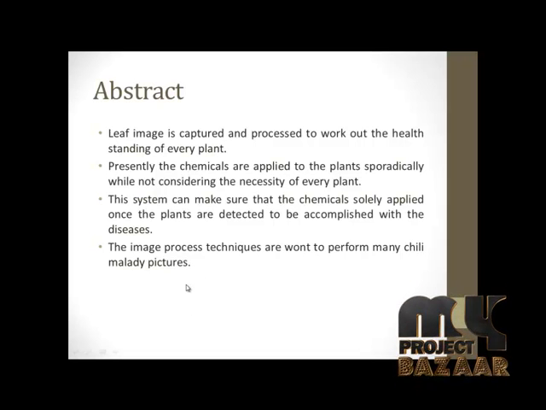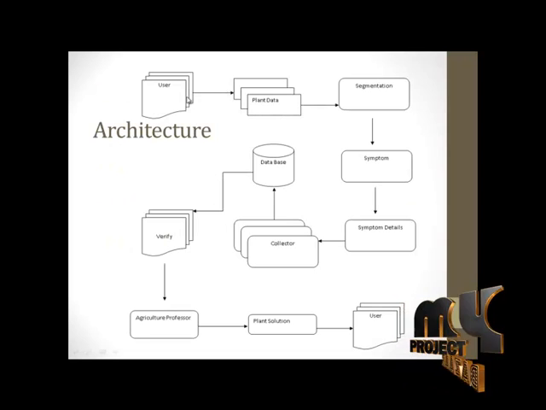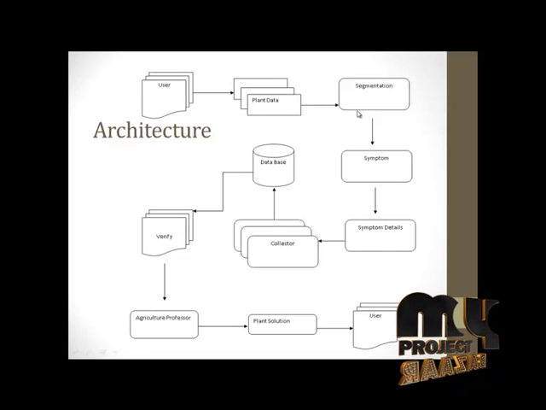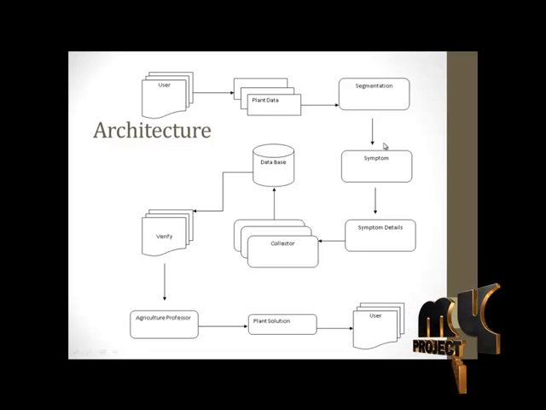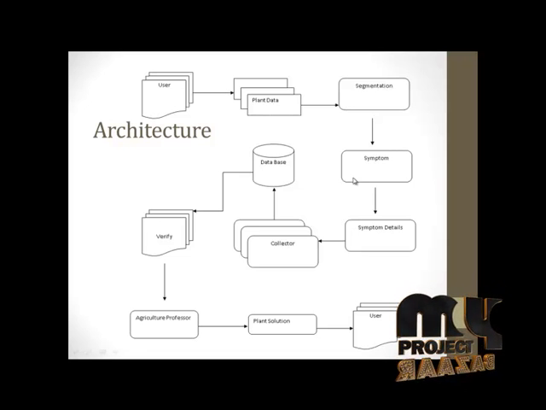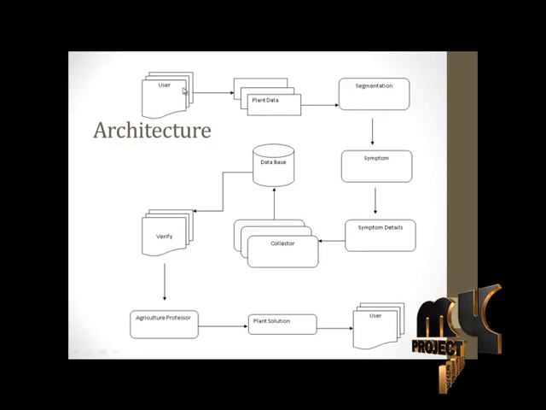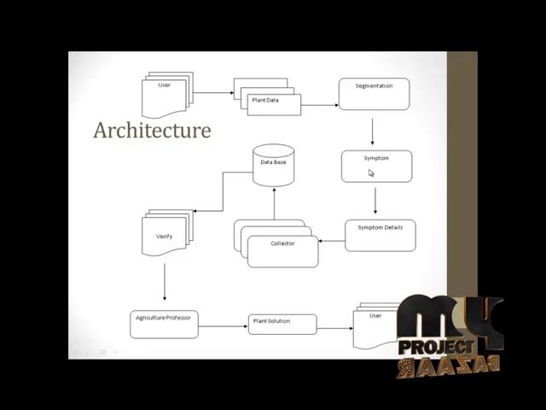Let us see the flow of the diagram. Mention the diagram. So the user provides the plant data. Then we use the segmentation process for the chili plant images. Then the symptom analysis. The symptoms are captured, the symptoms that the user or field worker reports. So we collect the symptom details.